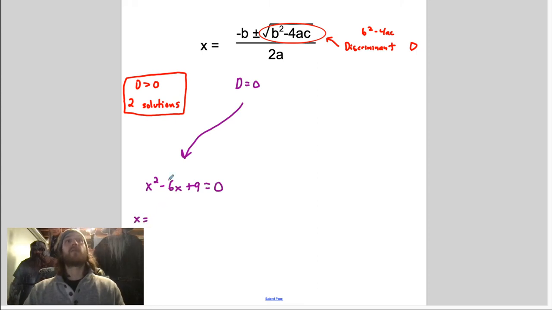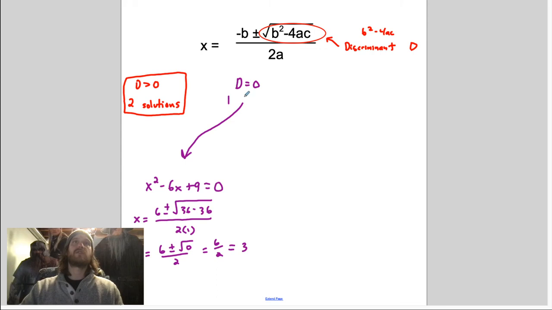X equals negative b, opposite of negative 6 is 6, plus or minus the square root of 36 minus 4 times 9. Hey, that's 36, right? You plug this in, all over 2 times 1, you get 6 plus or minus the square root of 0 over 2. Well, plus or minus 0 is not going to change 6, so in this case you only get 6 divided by 2, which is 3. So when the discriminant is 0, we'll always end up having one solution.